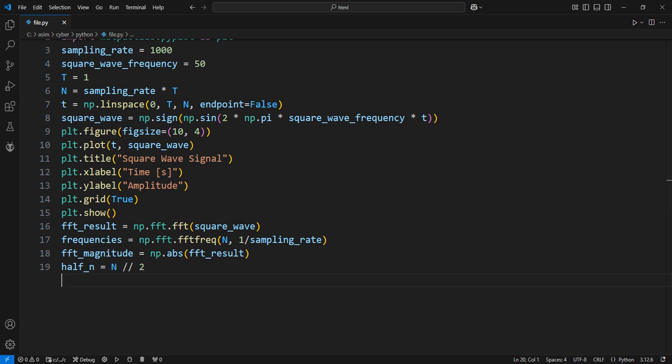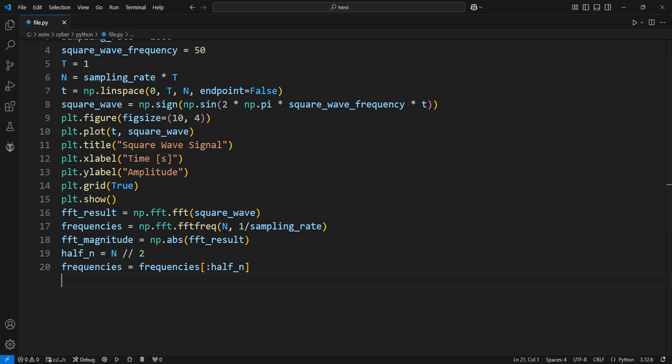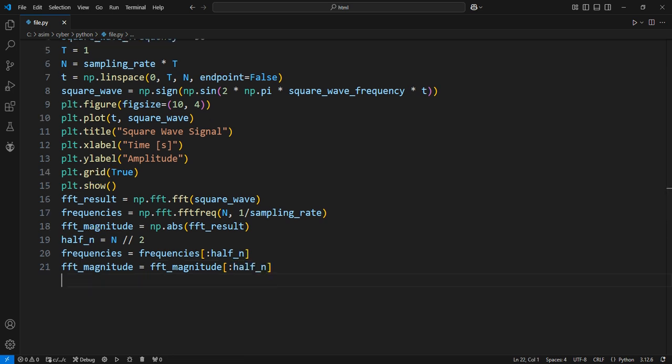Half the length of the FFT result. Get only the positive frequencies. Get only the magnitude for positive frequencies. Plot the magnitude of the FFT versus frequency.